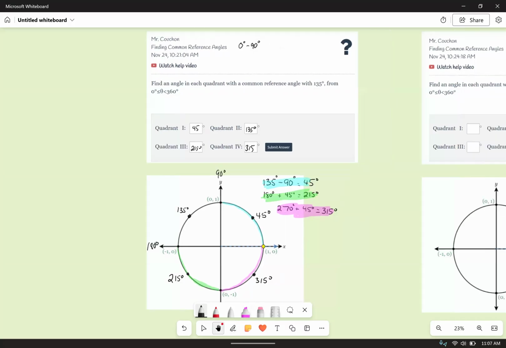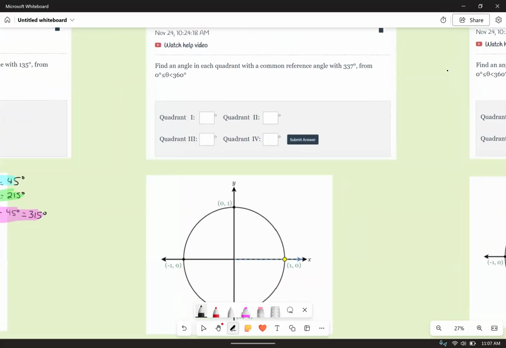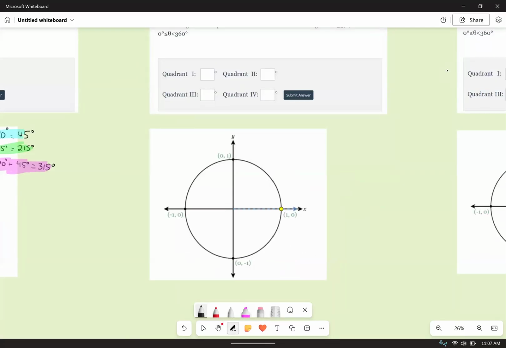Okay, let's go and check this other one. Do this one together too. Now we've got 337 degrees, and we've got to find it for each one. So 337 degrees, that's going to be in quadrant 4. See, this is 360. So 337 probably be right about here. We need to find all the other ones here.